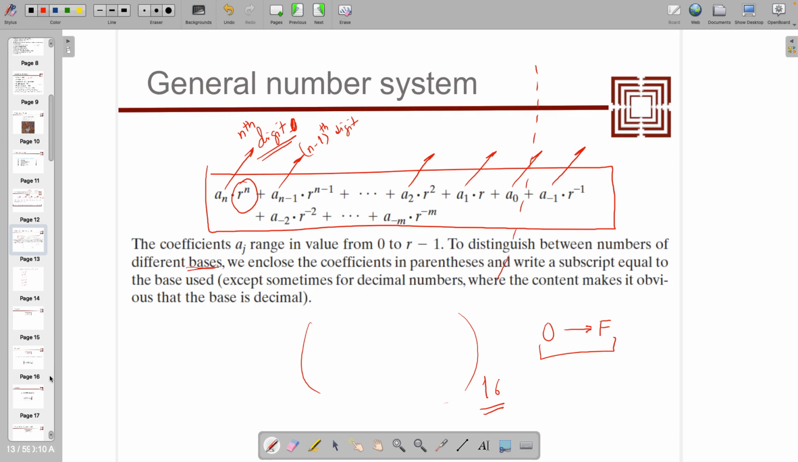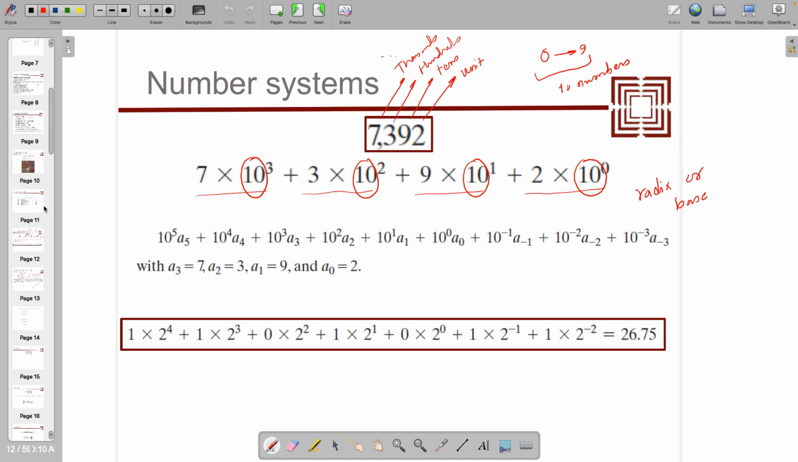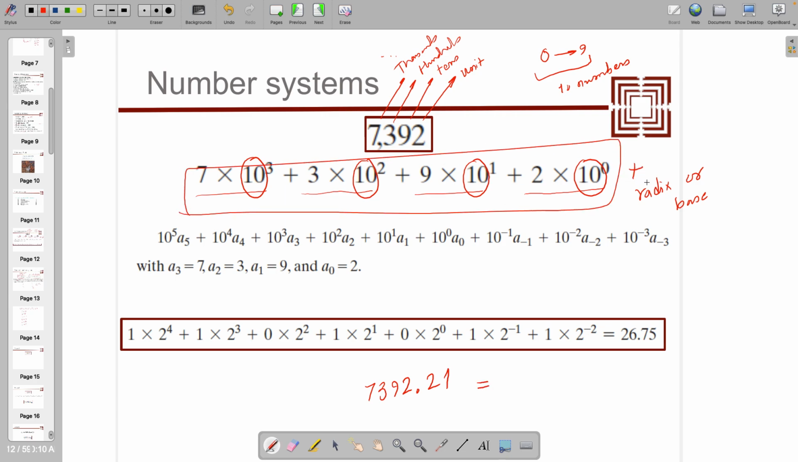If there is a number like this, 7392.21, then this can be written exactly as follows, but you have to add a few more things over here. Those are 2 multiplied by 10 raised to minus 1 plus 1 multiplied by 10 raised to minus 2. So that will be the number, right? And that is how you can represent it.